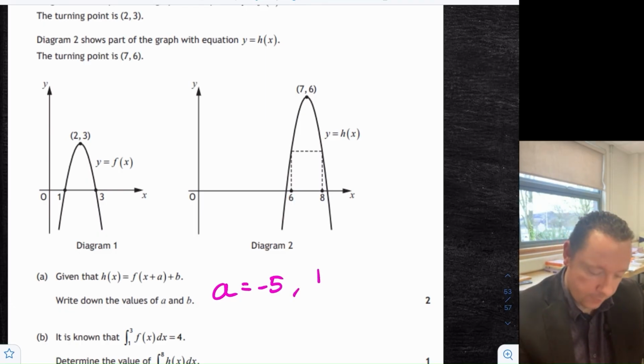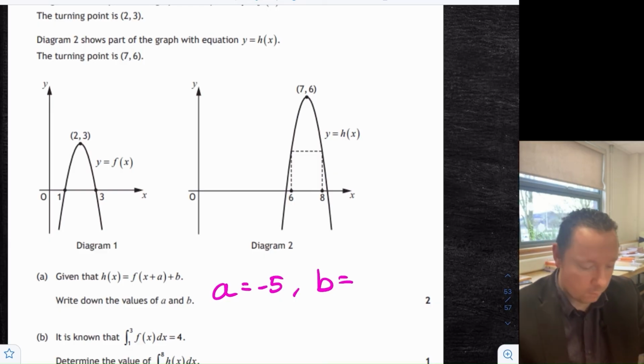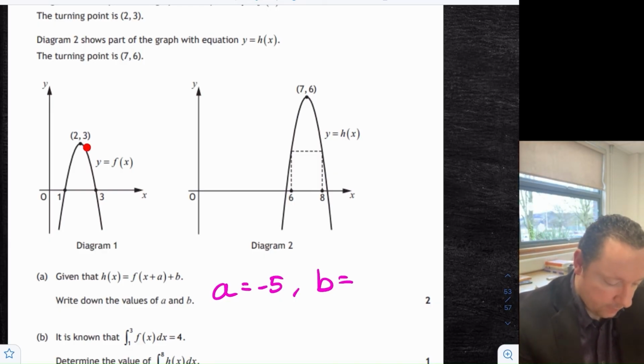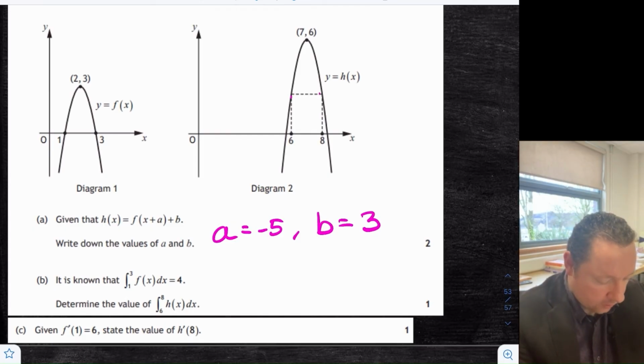Plus b on the end means the whole thing's moved up by some number. We started at 3 and we've ended up at 6. 3 plus 3 is 6, so b is simply the number 3. And we're done there. So part B says it is known that the integral between 1 and 3 of f of x is 4. What is the value of the integral between 8 and 6 of h of x?